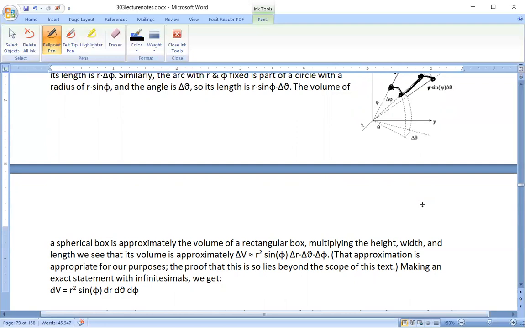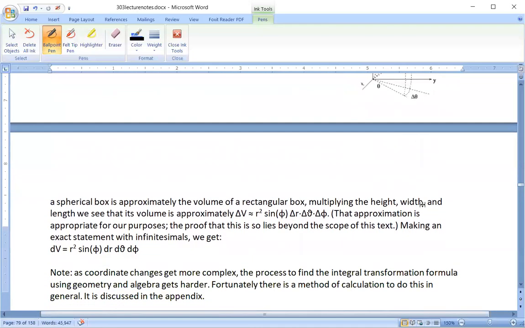So one comment about that, notice that this is starting to get a little bit tricky to convert between coordinates with a change of coordinates to convert the integrals. It turns out that there is a method of calculation to transform the integral for coordinate transformations as a general formula. Development of that requires a bit more math than is covered in this course, but it is discussed elsewhere.